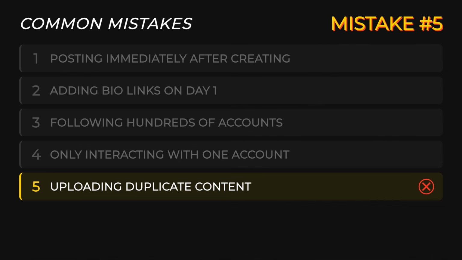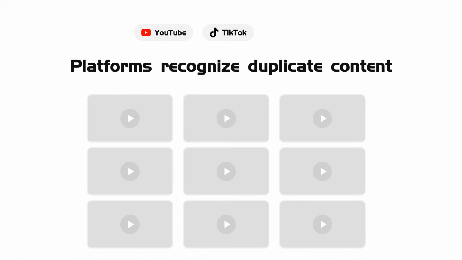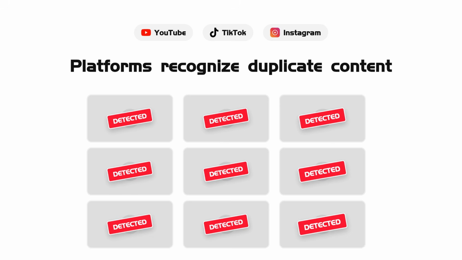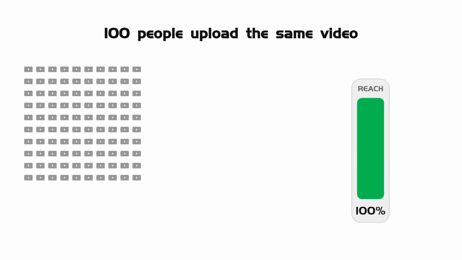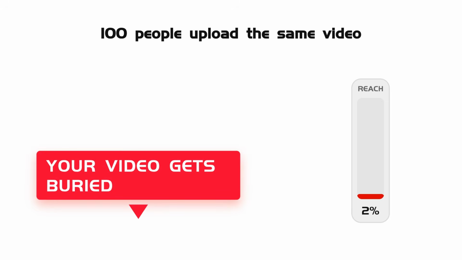Mistake number 5. Uploading duplicate content. Platforms are incredibly good at recognizing reused images and recycled videos. If hundreds of people have uploaded the exact same slideshow, your chances of getting pushed decrease. Always make your content unique and original. Now let's go to part 3.